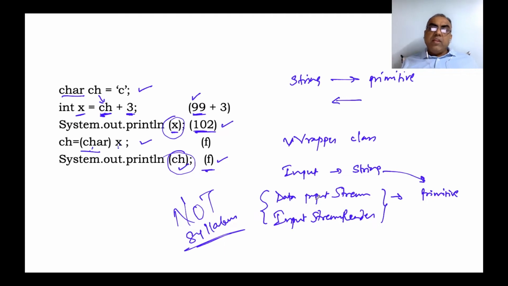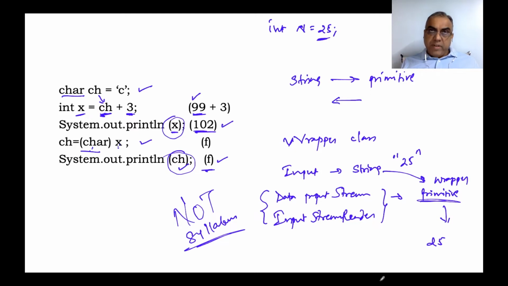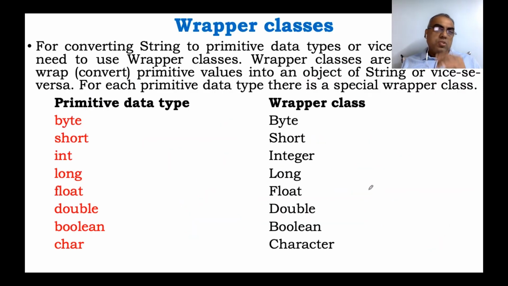When I declare int n is equal to 25, I am taking the value as an integer. But when it comes from the user, it comes as the string "25". I need a wrapper class to convert that into the number 25. A wrapper class is a class predefined by Java for each and every primitive type, to help us convert any value coming from the user in the form of a string into its primitive type.